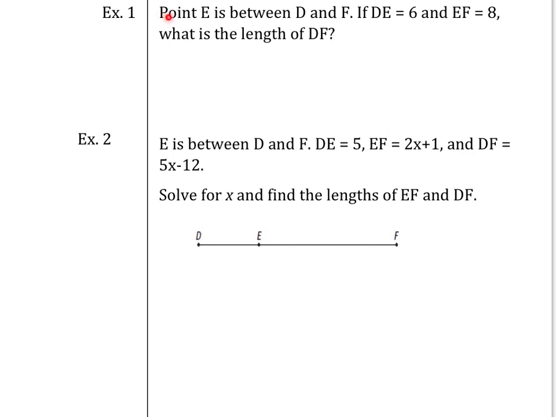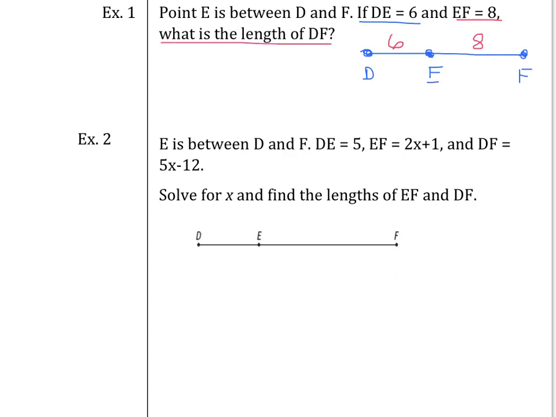So this says the point E is between D and F. So let's draw a picture again. So we have another segment, and D and F. So E is between D and F. That means D is one of the endpoints and F is the other, and E is anywhere between. So let's say this is E. And now it says if DE is 6, so this is 6, and EF is 8, so this is 8, what is the length of DF?